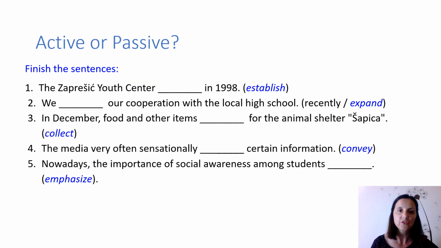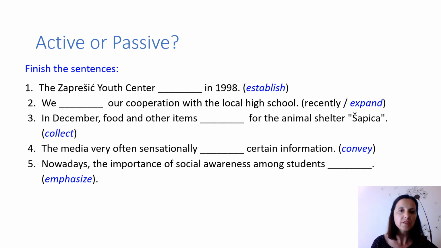And the last task for you today. When doing this exercise, first you will need to determine whether it is an active or a passive sentence. Next, you will have to decide which tense you should use. And then fill in the gap. Let's do the first one together. Is it active or passive?